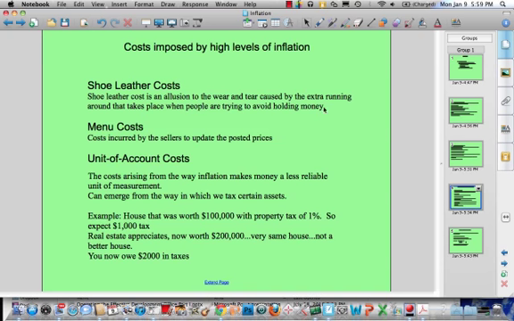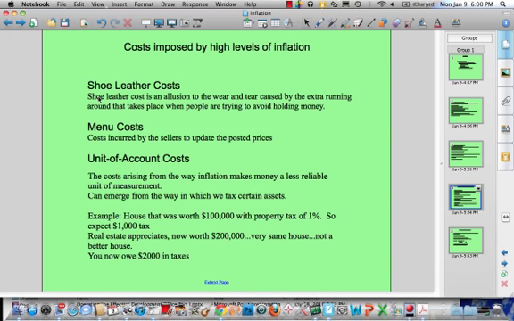This refers to the idea that when inflation is very high, people run around a lot, go bank to bank, trying to figure out what to do with their money other than just hold it and watch it lose value. Back in the 20s and 30s, especially in Germany, runners were employed to literally run money from bank to bank to bank. So shoe leather costs refer to the costs of them wearing out their shoes.